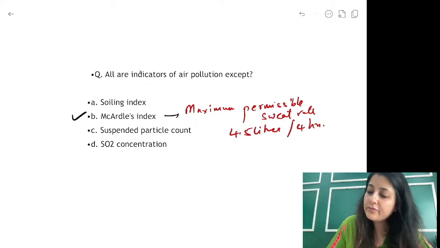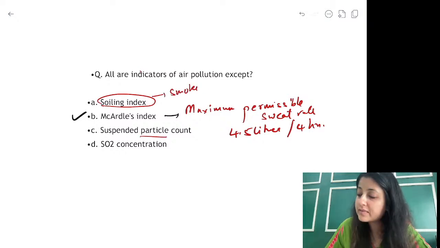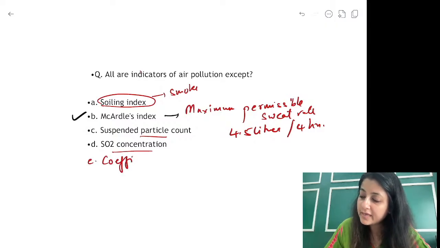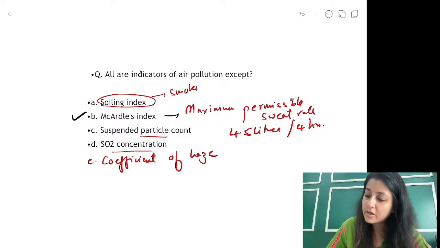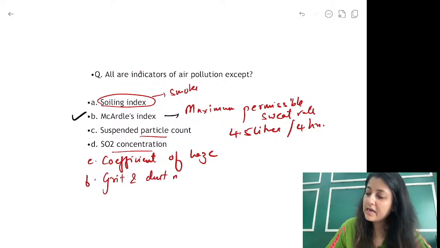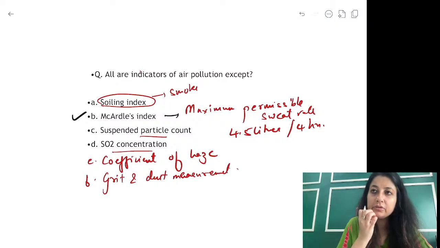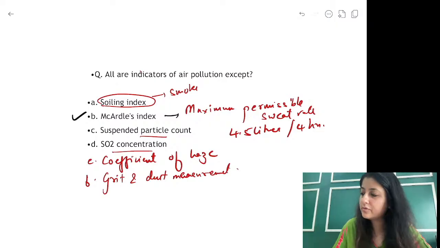And indicators of air pollution, remember, soiling index is smoke. Okay, suspended particle count, sulfur dioxide. What are the other things? Coefficient of haze. We'll revise here only. Indicators of air pollution. What is the other one? Grit and dust measurement. How much haziness is there? How much grit and dust is there? Clear? So those are indicators of air pollution.